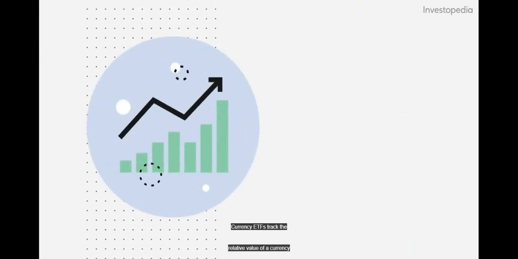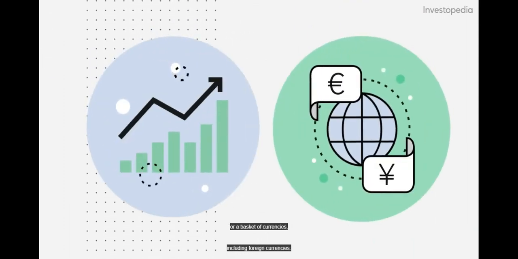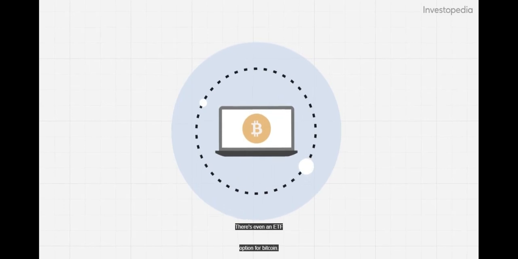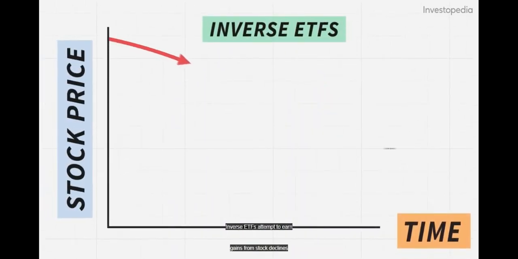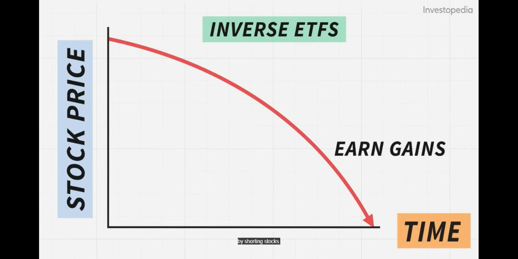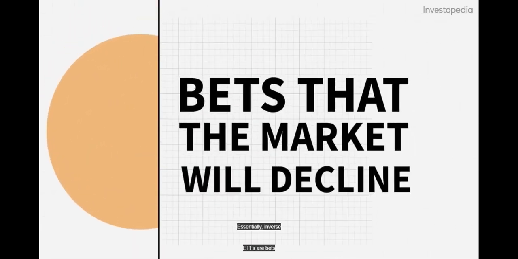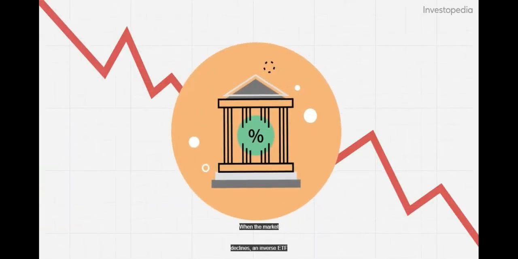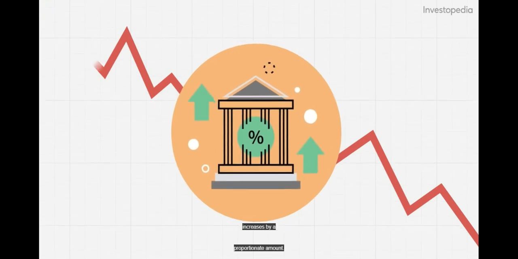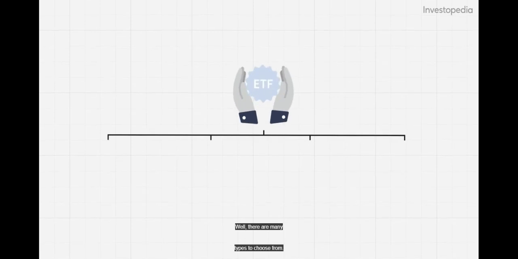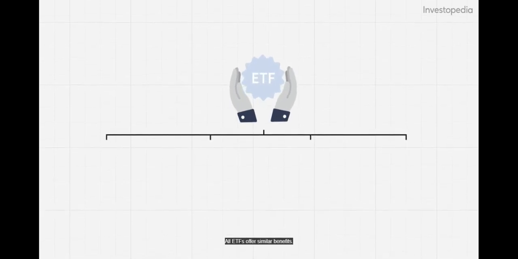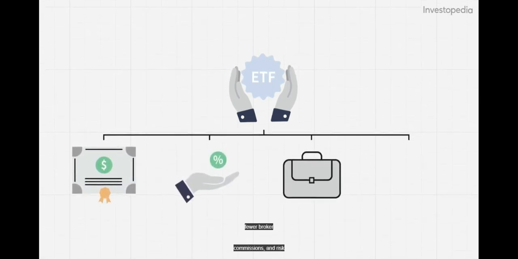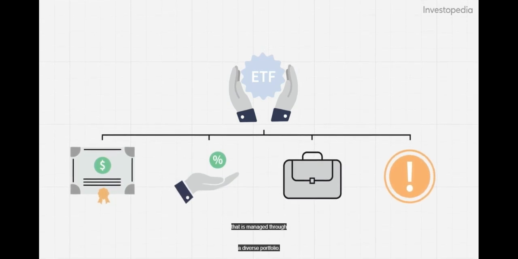Currency ETFs track the relative value of a currency or a basket of currencies, including foreign currencies. There's even an ETF option for Bitcoin. Inverse ETFs attempt to earn gains from stock declines by shorting stocks. Essentially, inverse ETFs are bets that the market will decline. When the market declines, an inverse ETF increases by a proportionate amount. While there are many types to choose from, all ETFs offer similar benefits: access to a wide variety of stocks, lower expense ratios, fewer broker commissions, and risk that is managed through a diverse portfolio.